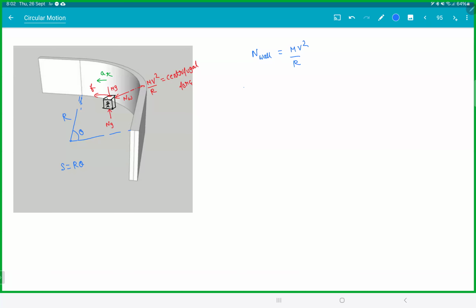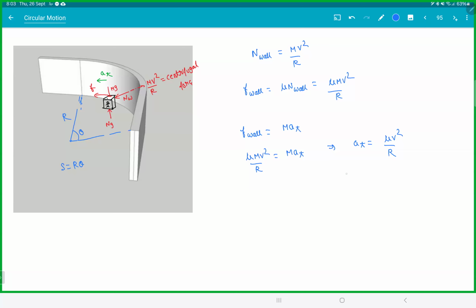So this is providing the friction. So friction on the wall is mu into N wall, which is mu mv square by r. And this friction on the wall is responsible for the tangential acceleration, m a t. So we get mu mv square by r is m a t. So we get A tangential is mu v square by r.